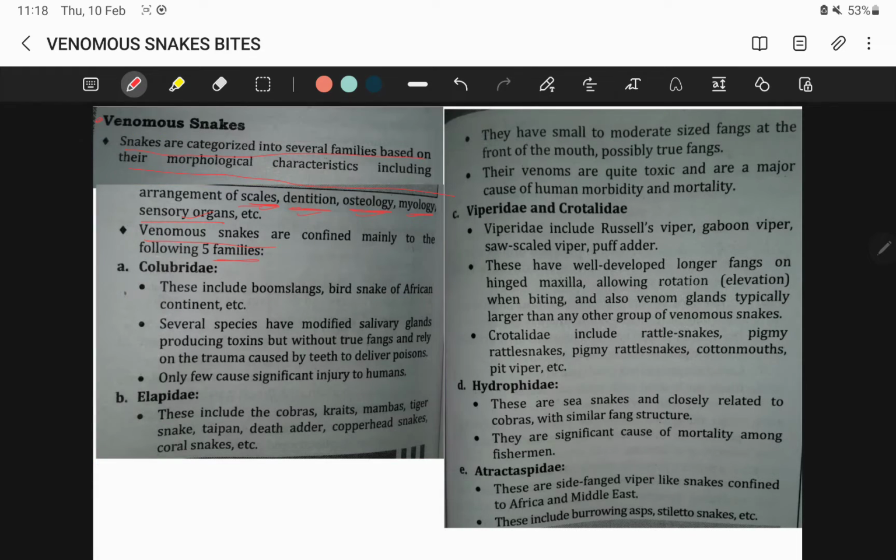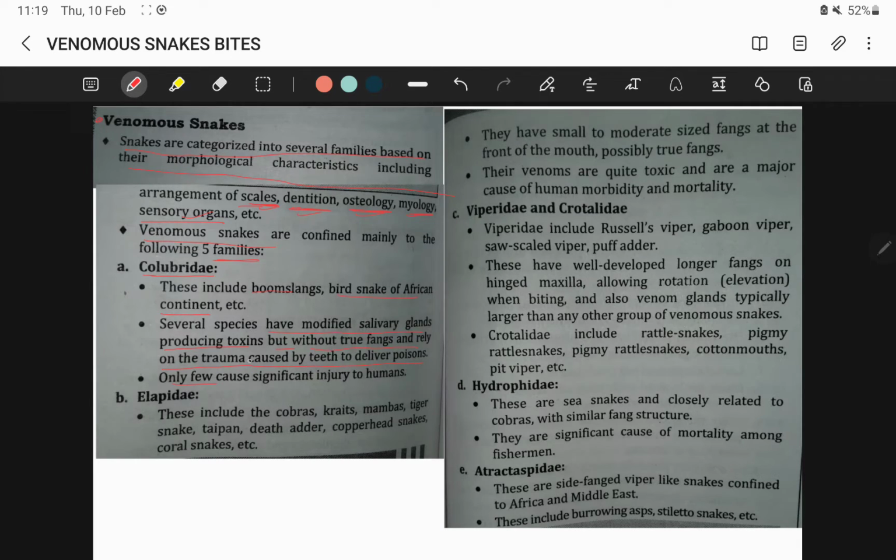First we will come across Colubridae. These include the boomslangs, that is, the bird snakes of the African continent, that can fly, and they are usually harmless. Several species have modified salivary glands for producing toxins, but without true fangs, and rely on the trauma caused by the teeth to deliver poison.